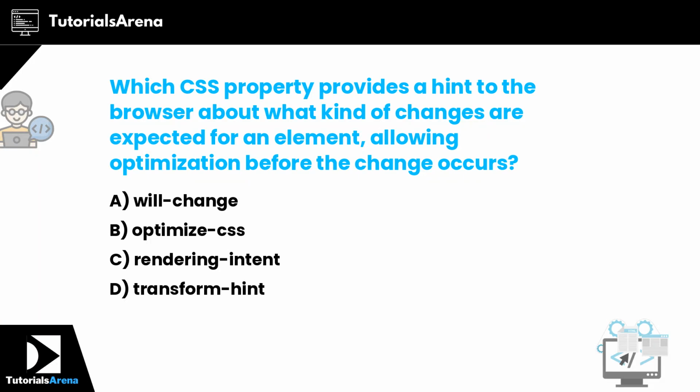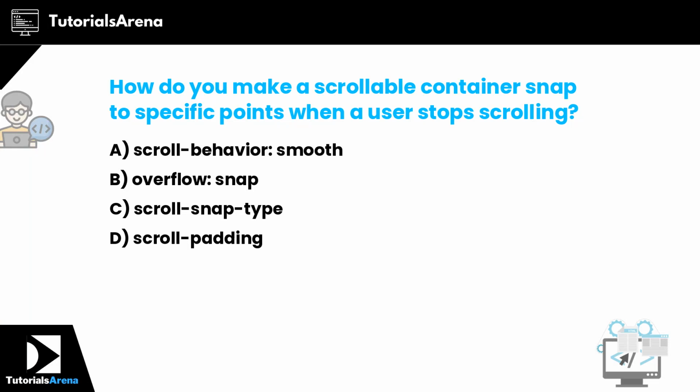Which CSS property provides a hint to the browser about what kind of changes are expected for an element, allowing optimization before the change occurs? The correct answer is option A, will-change. How do you make a scrollable container snap to specific points when a user stops scrolling? The correct answer is option C, scroll-snap-type.